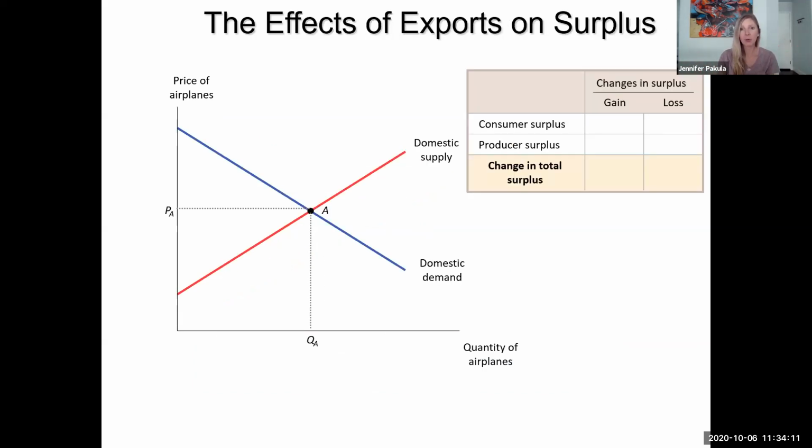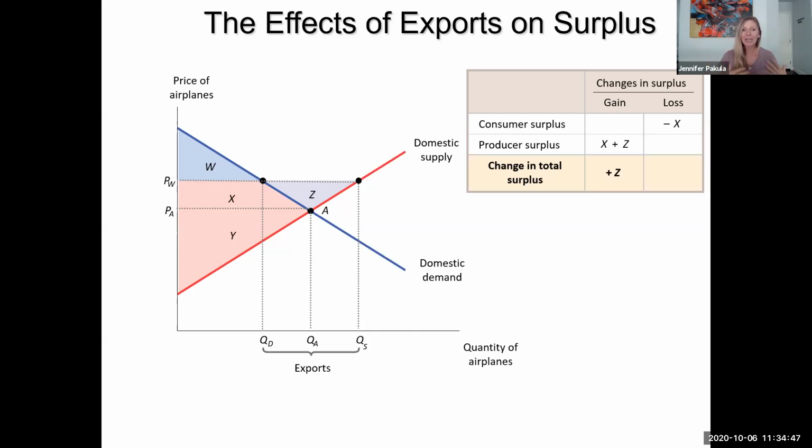Again, I have the same graph. We're going to measure the gains from trade by looking at surplus. My graph here is the same, like I said, just with fewer labels in order to keep things a little bit cleaner. Before international trade, consumer surplus was areas W and X, above price, below demand. Producer surplus was area Y, below price, above supply.